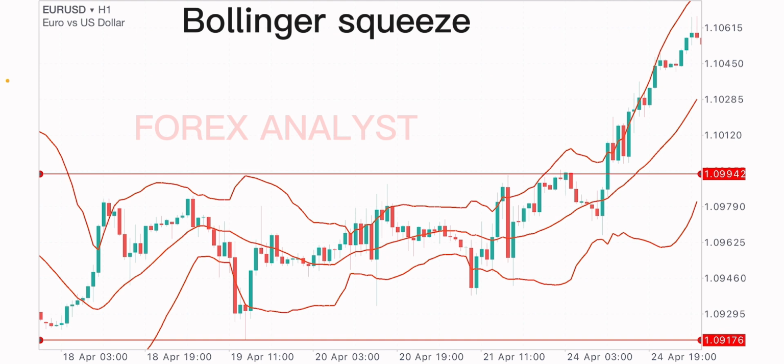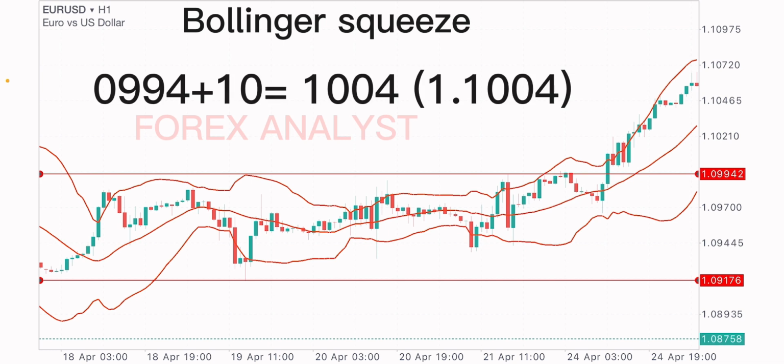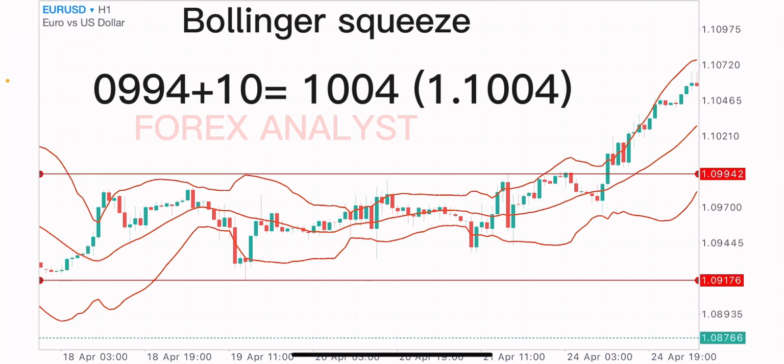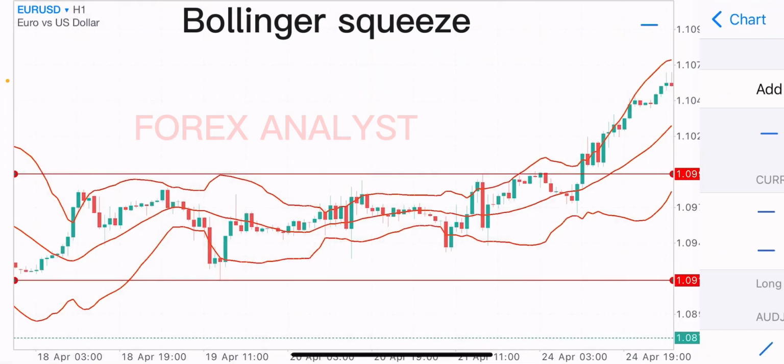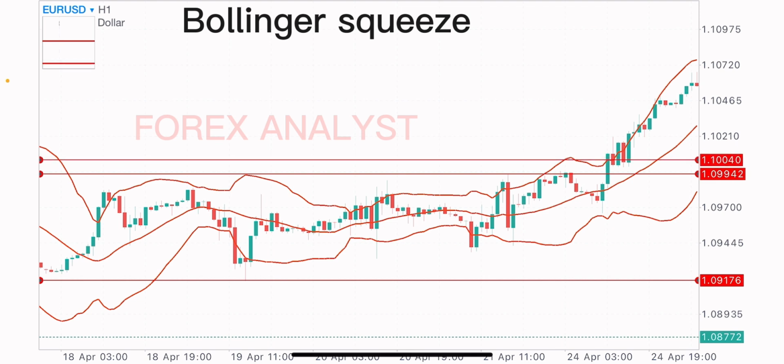Once we get our highest point and lowest point, we are going to add 10 pips to the highest point and subtract 10 pips from the lowest point. So we are going to add 10 pips to the highest point, 1.0994 plus 10 pips. That will be 1.1004. So that's our value. We are going to click on that icon again, click on it and mark it. So that will be 1.1004. Can you see 1.1004? So that's it.